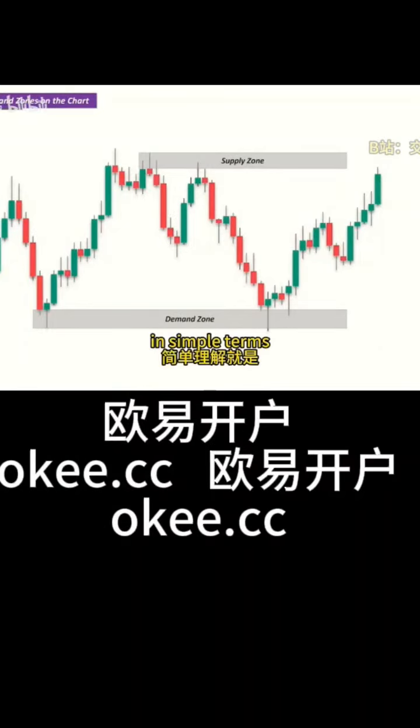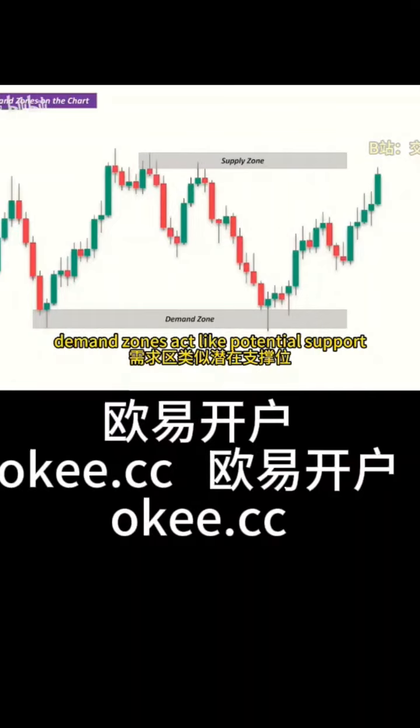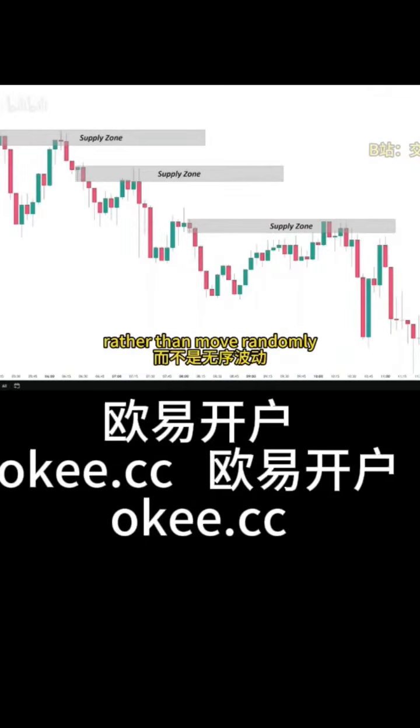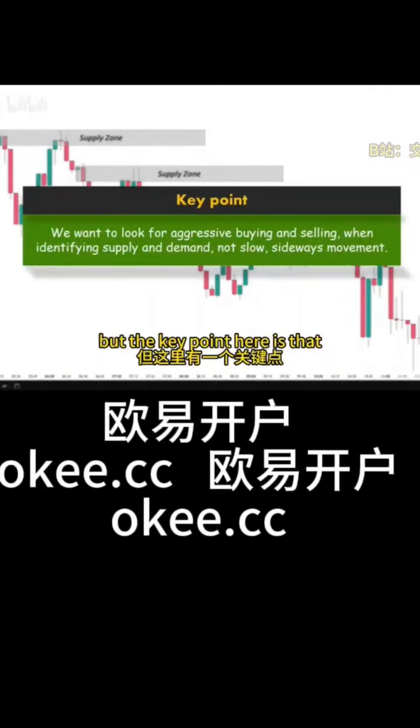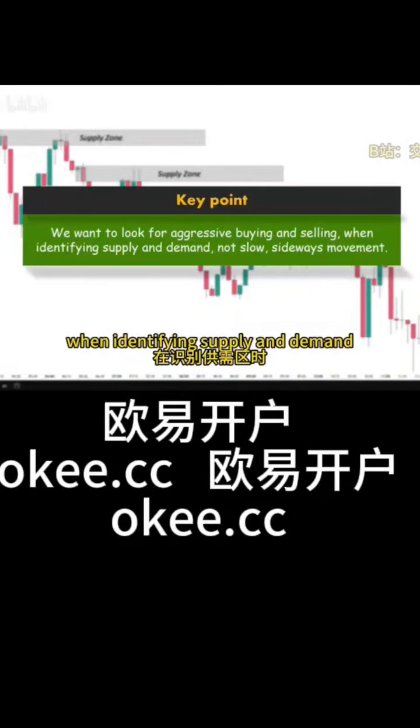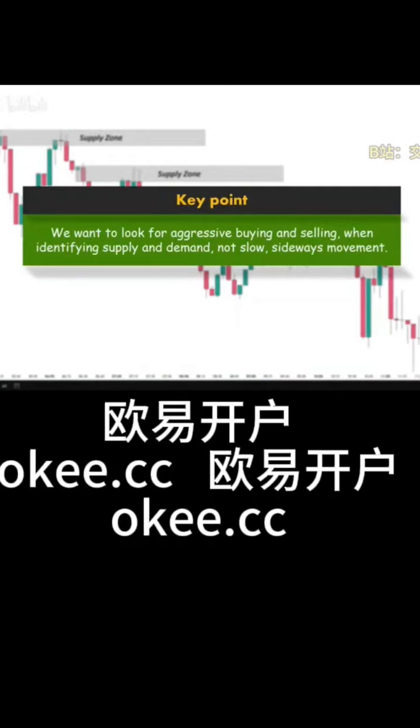In simple terms, demand zones act like potential support, and supply zones act like potential resistance. They help us identify areas on the chart where price is more likely to react rather than move randomly. But the key point here is that we want to look for aggressive buying and selling when identifying supply and demand, not slow, sideways movement.